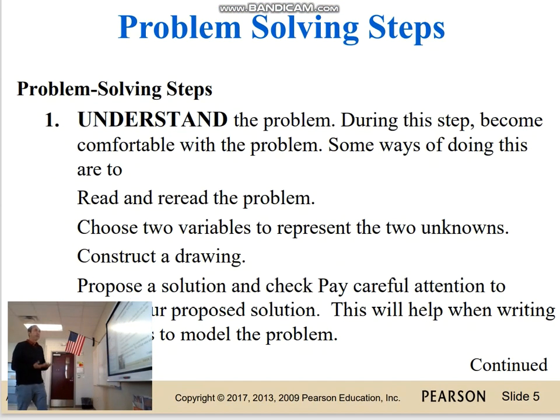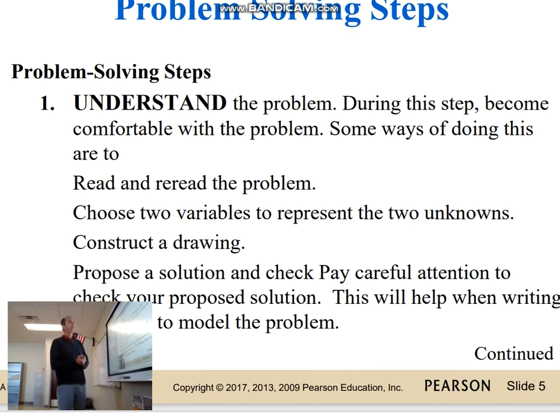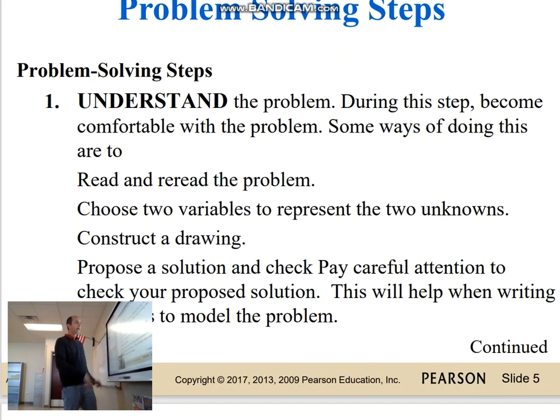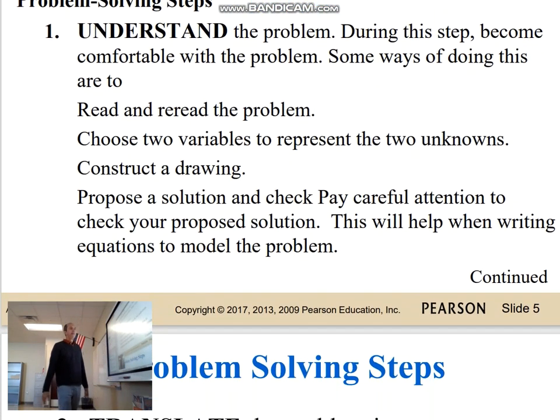The step-by-step is this. We have to first understand the problem. During this step, you have to become comfortable with the problem. Some ways of doing this are to read and reread, and another way is to choose two variables to represent the unknowns. You can also draw a picture. You can propose a solution. Just guess a number and propose a solution and check if it's right or wrong. These are ways that you can apply to try to understand what the problem is asking.